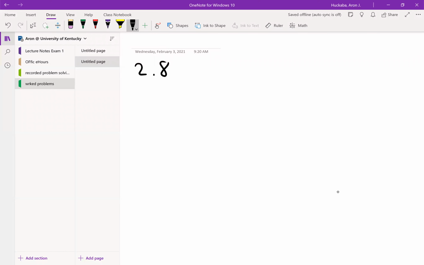Hello, and we're going to be working some problems. This is problem 2.8 in section 2.5, Practice the Skill. So in this section, we are learning about identifying lone pairs. And this problem asks to draw in the lone pairs in this molecule.